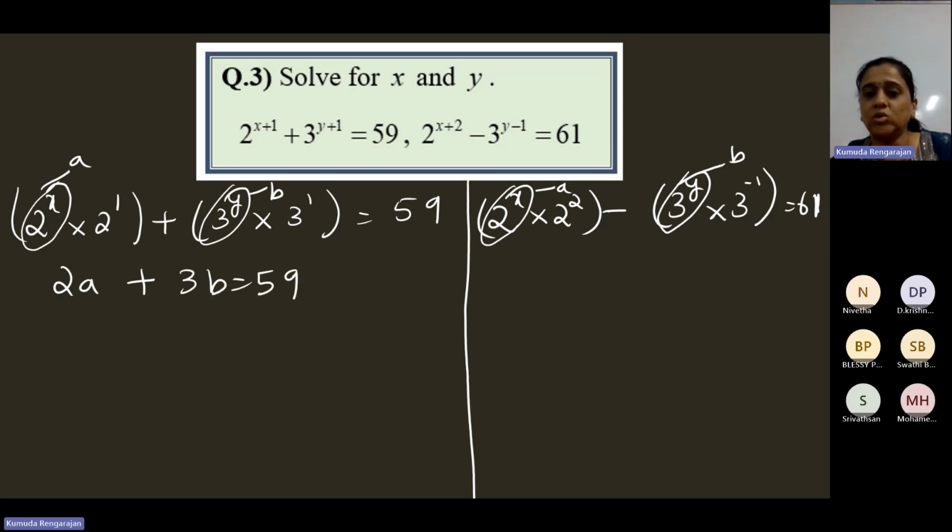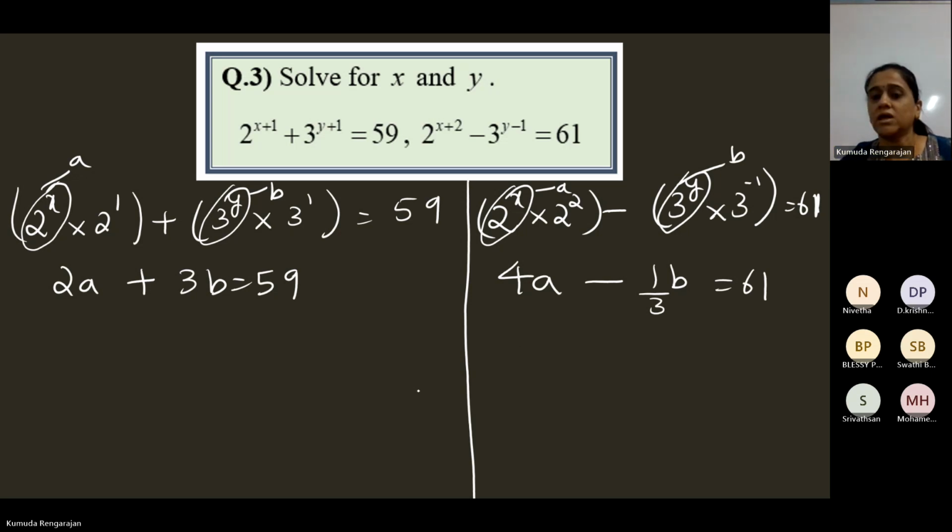And here 2 to the power x is A. 2 squared is 4, so 4A minus, what is 3 to the power minus 1? 1 by 3. 1 by 3 into B, 1 by 3B, or B by 3, is equal to 61. So these are the two equations in A and B.